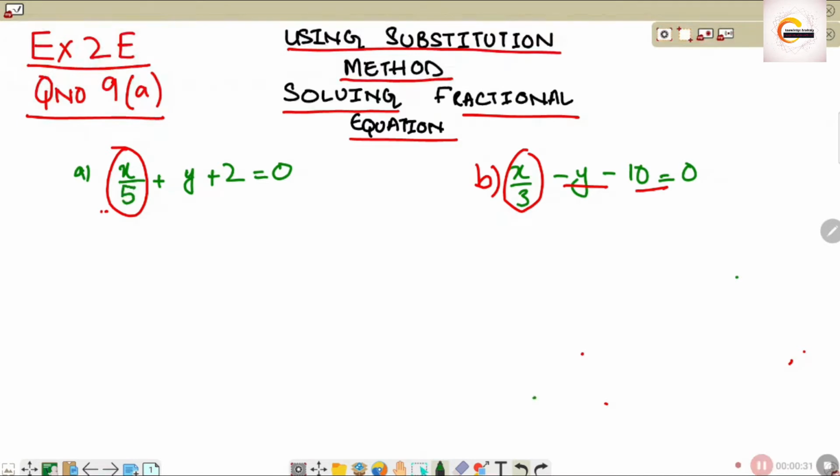And the steps will be the same. In step number one, all you have to do is express y or x in terms of the other variable, and in the second part all you have to do is replace that y with the expression you have derived. Okay, now let's get back to our solution and let's see how we are going to deal with these types of simultaneous equations. Substitution method.